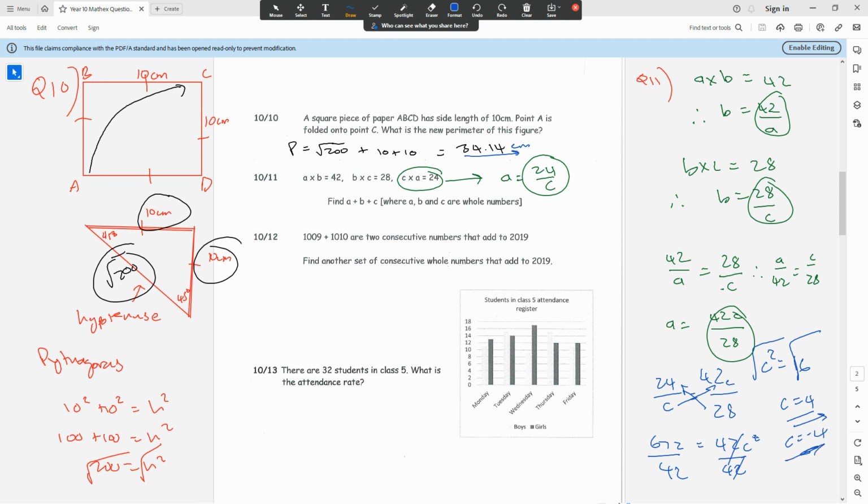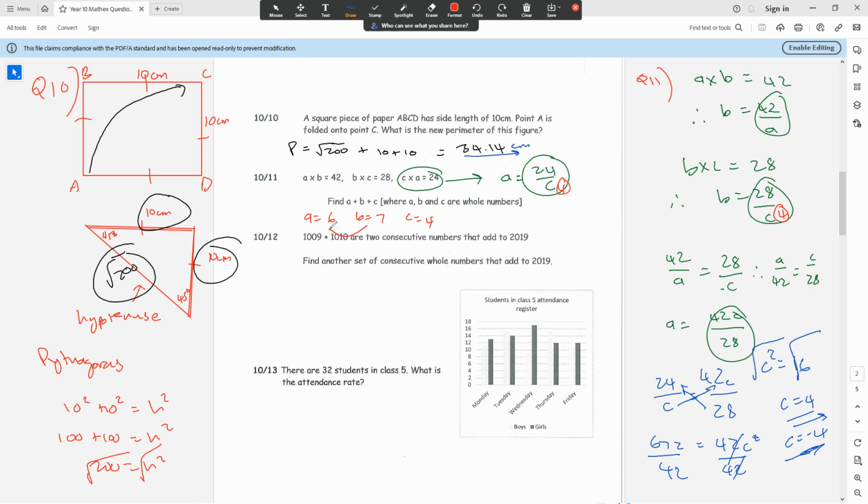because it's a square root, right? But then all the others could be negative as well. So let's see. So let's find A plus B plus C. So now we know what C is equal to, 4. Let's put 4 back in one of the equations. So if I put 4 in here, I will get 7. So B equals 7. C equals 4. If I put 4 in here, A equals 6.